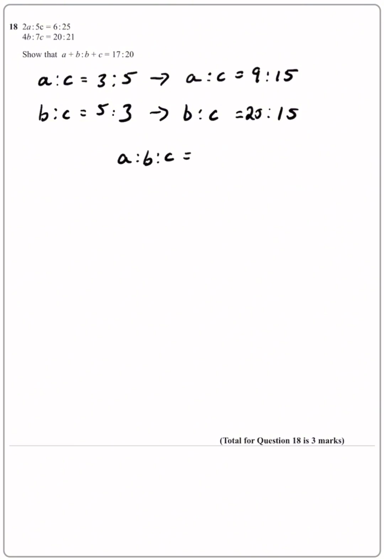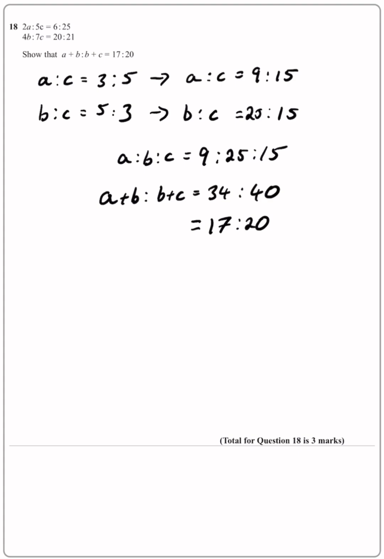That allows me to set up a ratio with the three of them. A to b to c is 9 to 25 to 15. So a plus b is going to be 9 plus 25. B plus c is going to be 25 plus 15 parts. So that's 34 to 40. And 34 to 40 simplifies to 17 to 20, which is what the question wanted.